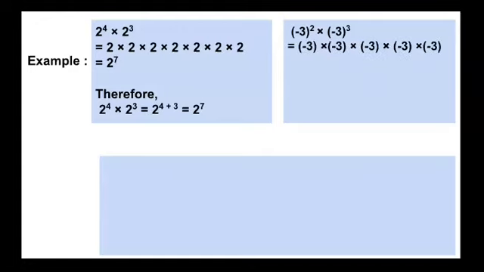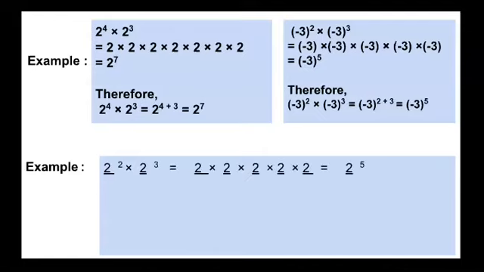Let's see the sum. They have written the multiplication form. They have expanded it, and they have written the final answer as it is getting repeated 5 times. So the power is 5 over here. In the normal way we can write minus 3 raised to 2 into minus 3 raised to 3 is equal to minus 3 raised to 2 plus 3. We will get the final answer as minus 3 raised to 5.